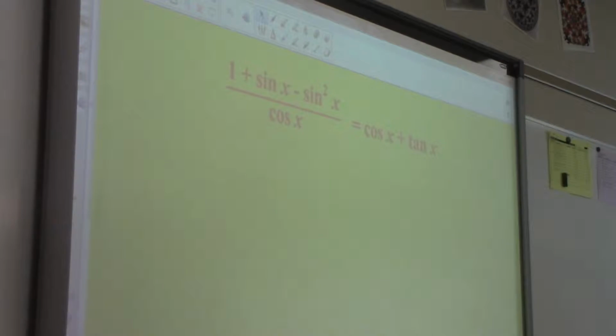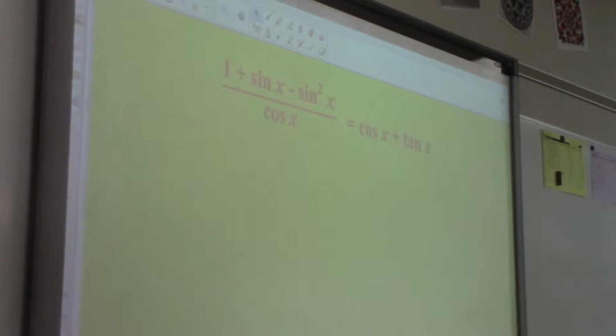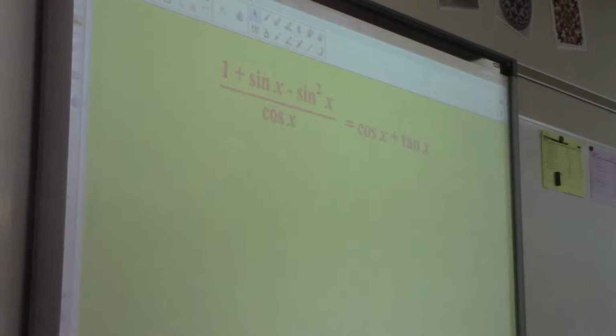Cosine plus tangent. That sounded like a smoke.